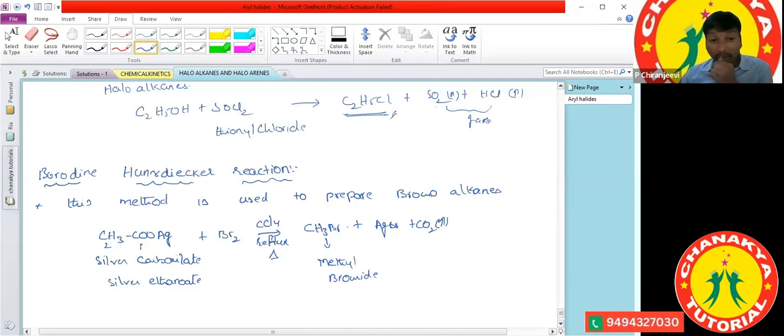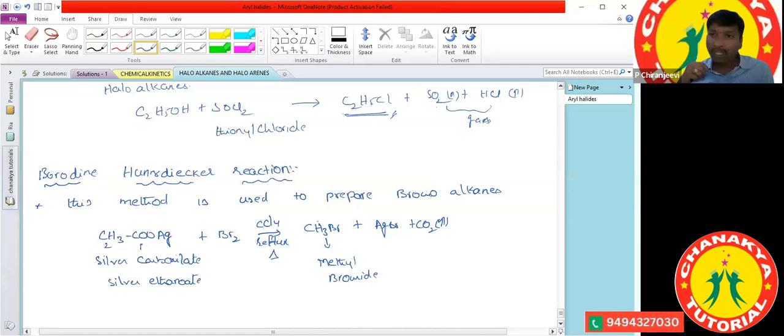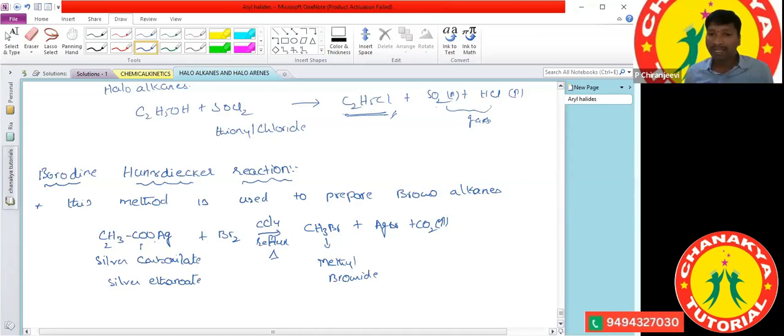How many carbon atoms difference is there when comparing the reactant and the product? 1 carbon atom difference. Is it more or less in the products? Sir, it is less. Yes, the products have 1 carbon atom less.